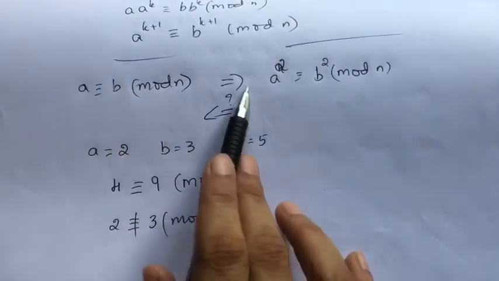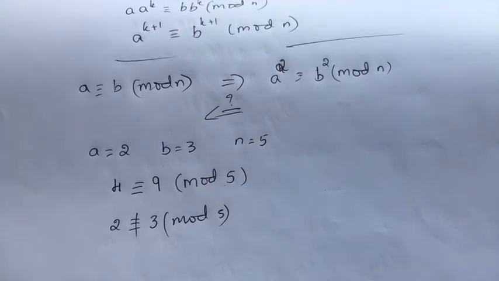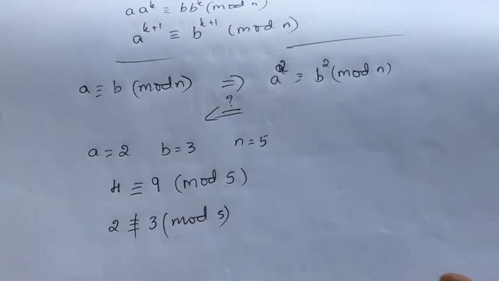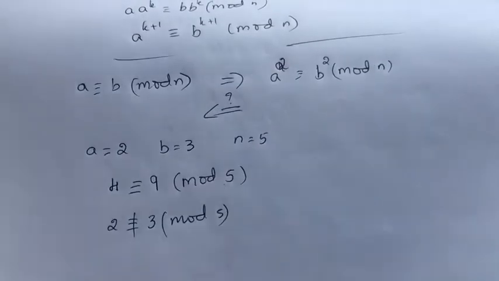So one way is correct. A is congruent to B mod n implies A power k is congruent to B power k mod n for any value of positive integer k. But the other way is not always true.